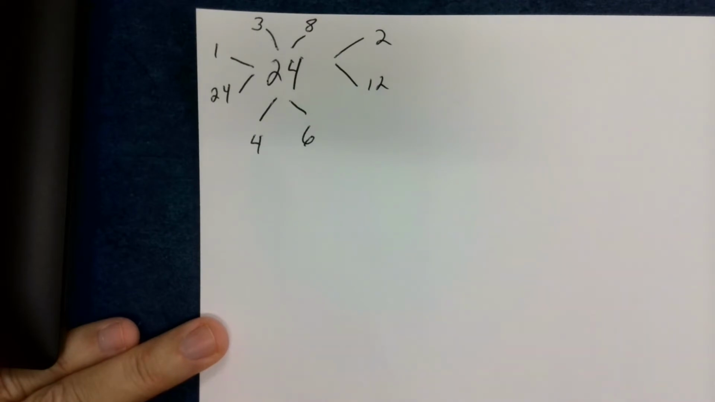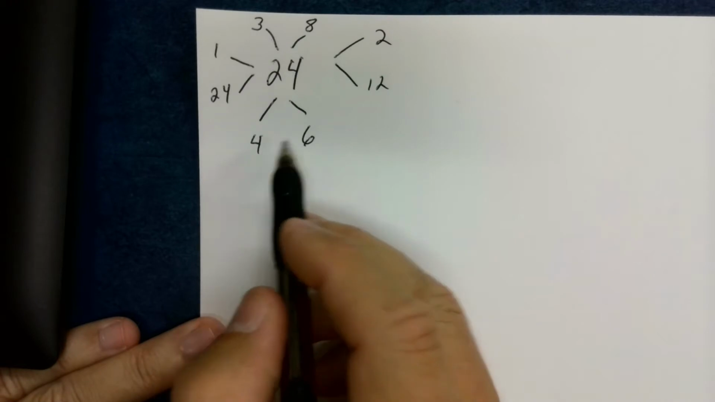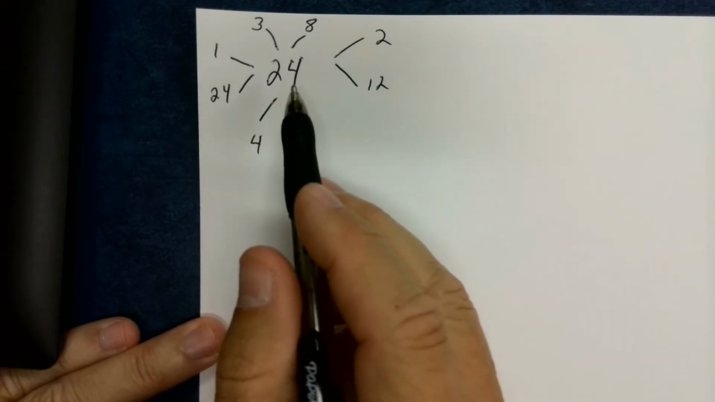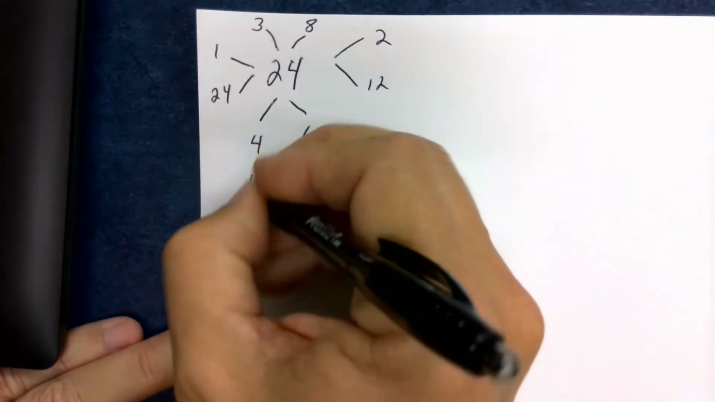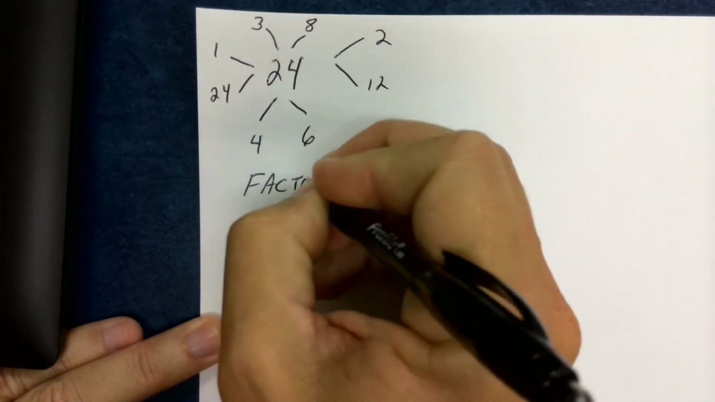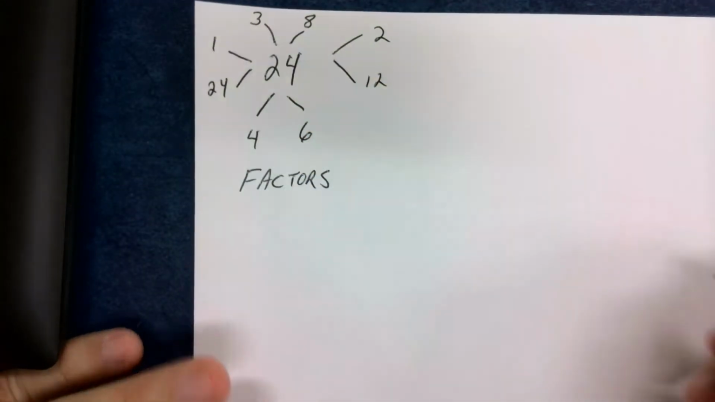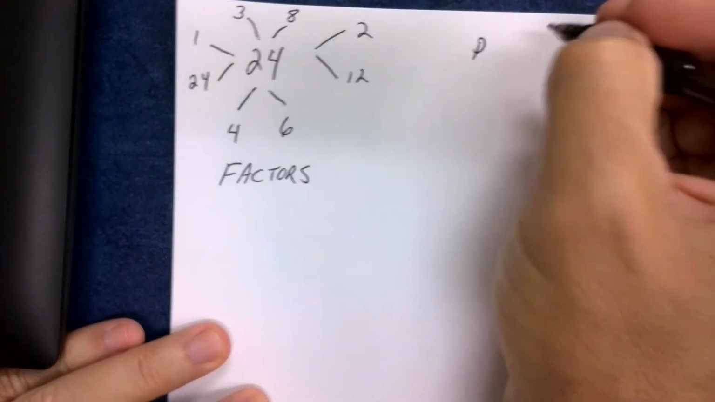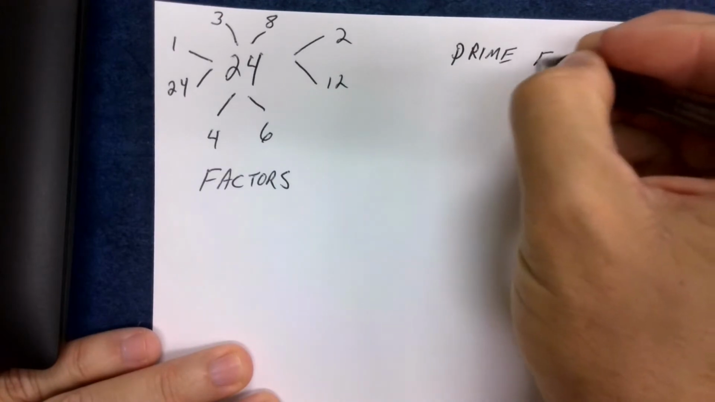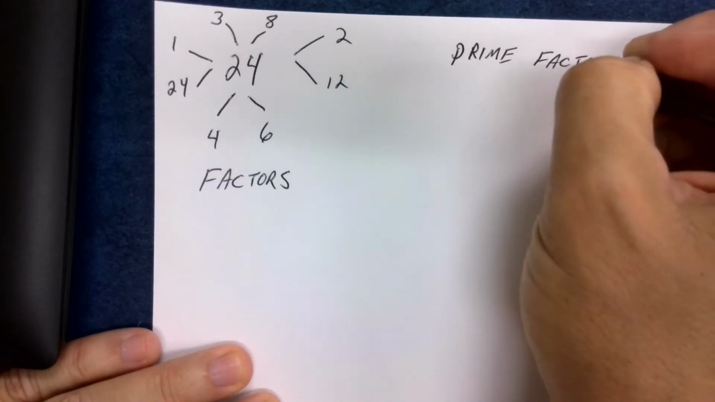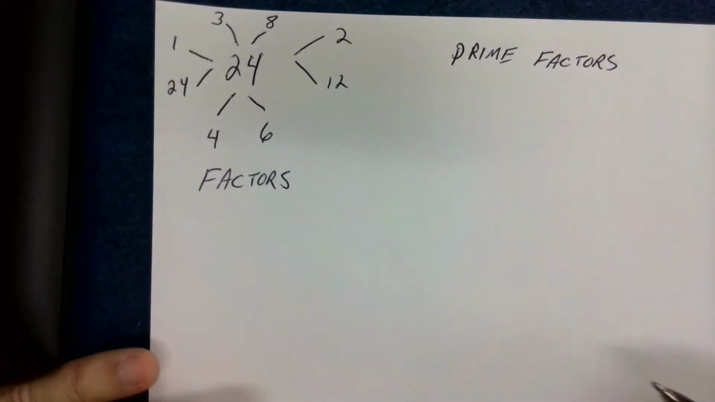So these are what factors are. Again, factors are anything that multiply together to get this number. So then we have something called, okay, let me write this out. So those are factors, or factor pairs. Then we have something called prime factors. Prime factors are factors that are just prime numbers, and prime numbers are only divisible by 1 and themselves.